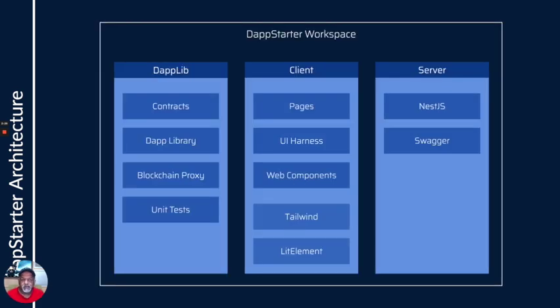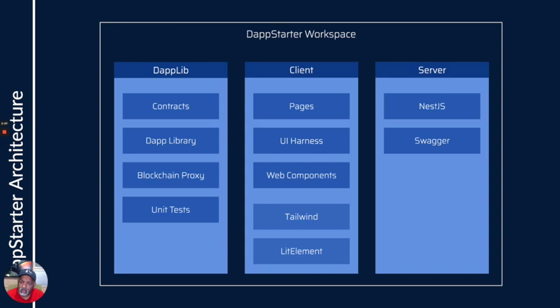So within the DappStarter workspace, which is the developer environment you get when you actually run DappStarter on your desktop, you have three primary areas, or groupings, if you will. We have the first one called DapLib. We think this is sort of the nerve center of DappStarter, and it is designed to be a standalone library that you can use with any web application, including the one that comes out of the box with DappStarter.